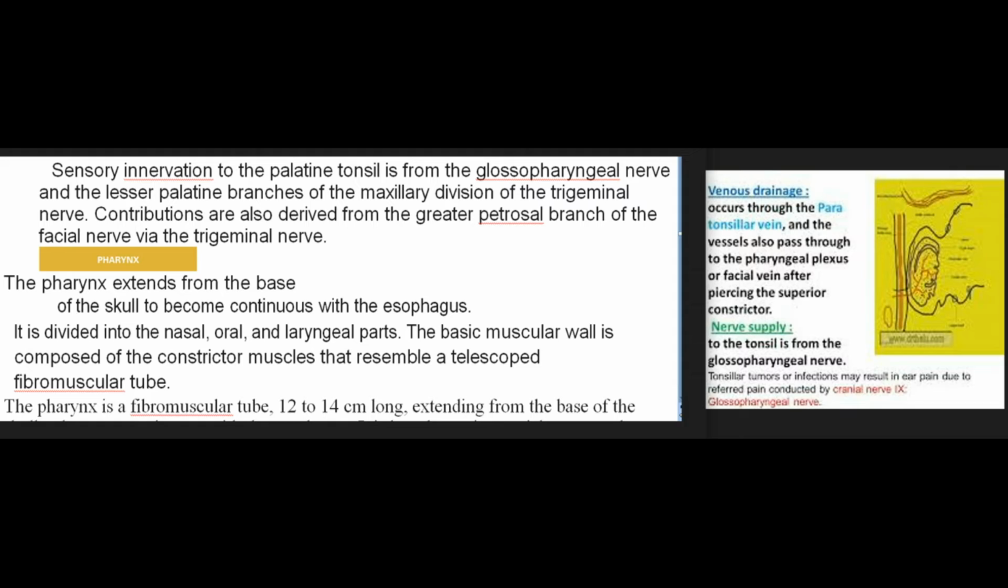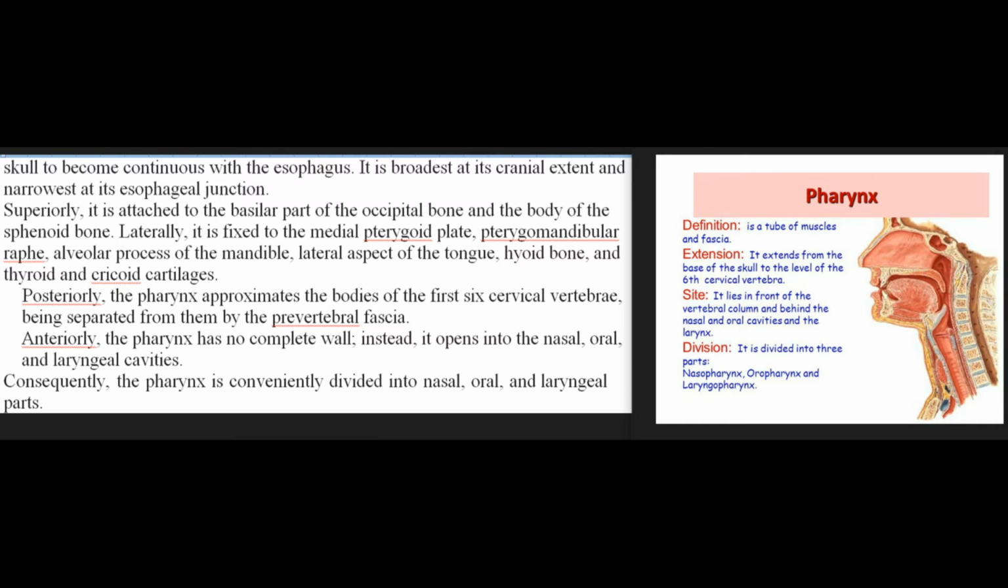The pharynx. The pharynx extends from the base of the skull to become continuous with the esophagus. It is divided into the nasal, oral, and laryngeal parts. The basic muscular wall is composed of the constrictor muscles that resemble a telescoped fibromuscular tube. The pharynx is a fibromuscular tube, 12 to 14 centimeters long, extending from the base of the skull to become continuous with the esophagus. It is broadest at its cranial extent and narrowest at its esophageal junction.